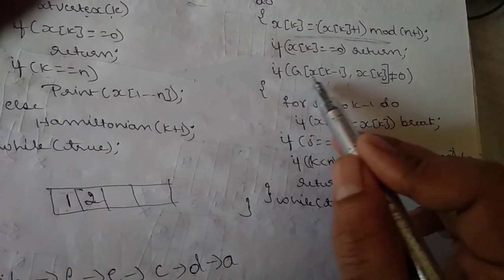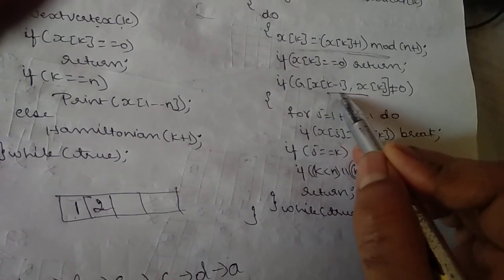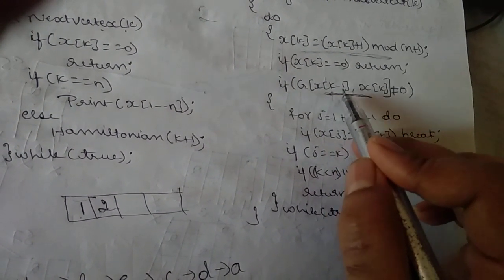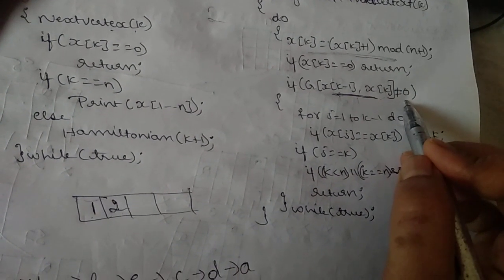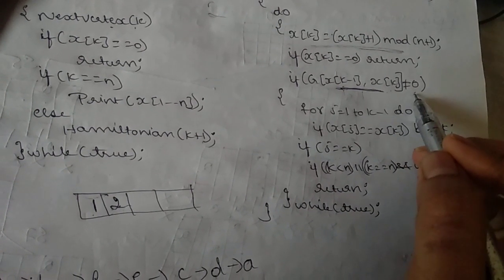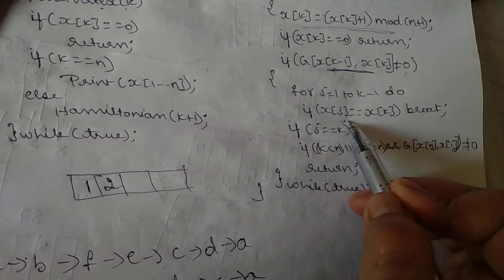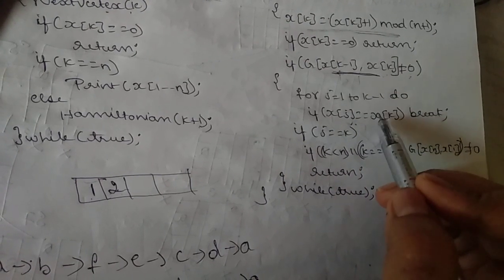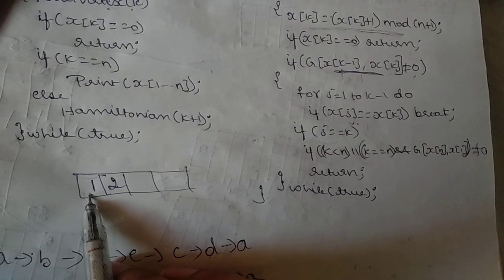Here it will check whether from 1 to 2 there exists a path. This one is used to check the path. From x of 1 is 1, x of 2 is 2. 1 to 2 is not equal to 0. If it is equal to 0, then there is no path. If it is not equal to 0, then there exists a path. If there exists a path, it will come here and it will check what is k. K value is 2. J is equal to 1 to 1. Only one value you have to check whether it is same or not.